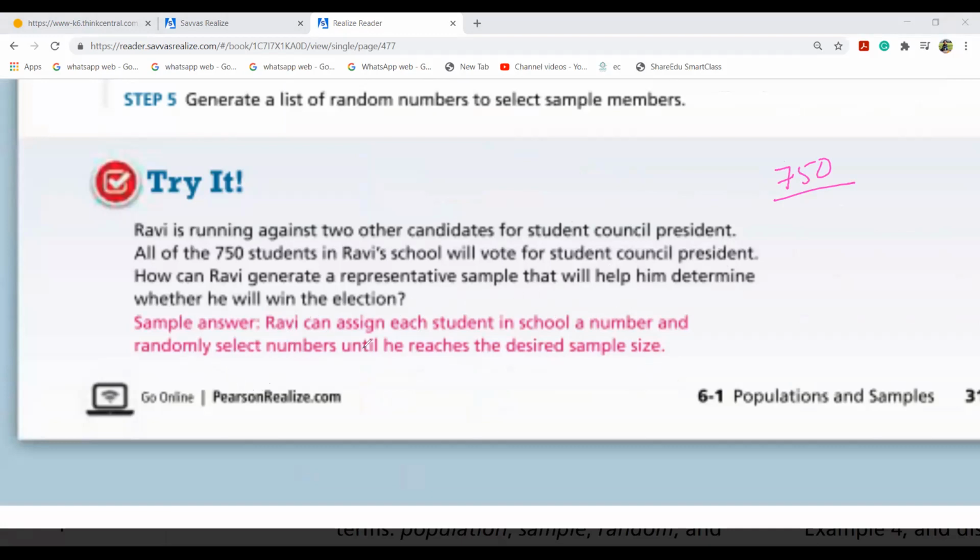First of all, he will give a number to each student, like you are 1, you are 2, you are 3. And he will randomly select numbers until he reaches the desired sample size. You need to write the sentence, girls, that he will assign each student in a school a number and then randomly select a sample. Please write this sentence. It's all about theory, girls. There's no solving questions in this lesson. And of course, this kind of lesson I won't include in the quiz.